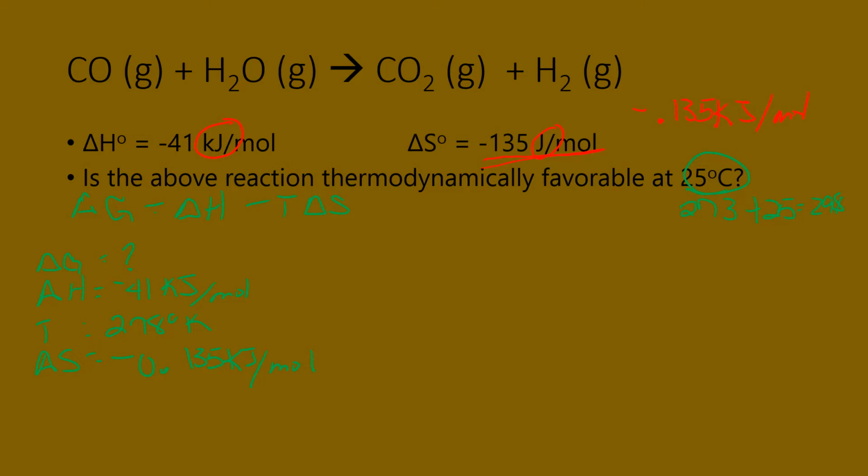So now we just need to plug this into our equation. Delta G is equal to delta H, which was negative 41 kilojoules per mole, minus our temperature, which was 298 degrees Kelvin, times our delta S, which was negative 0.135 kilojoules per mole.